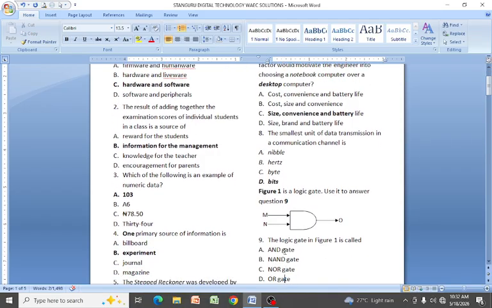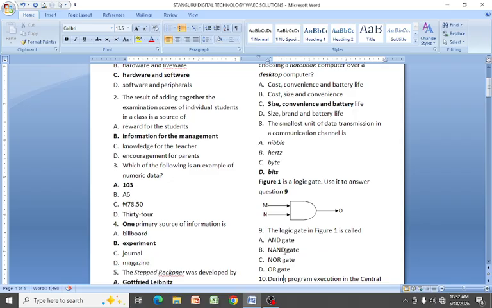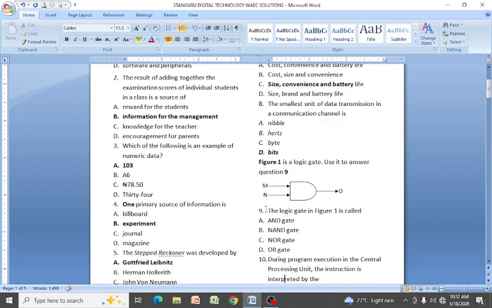Question number 9. I'm giving you questions 1 to 10 as our first practical set in this video, and you get the solutions from 1 to 10. Next we'll get the solutions from 11 to 20 so that you have time to understand it. In question number 9, we have a diagram. Figure 1 is a logic gate.